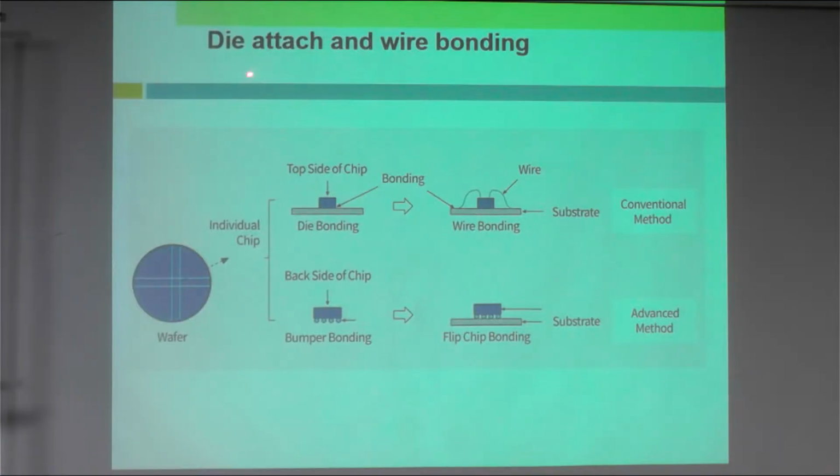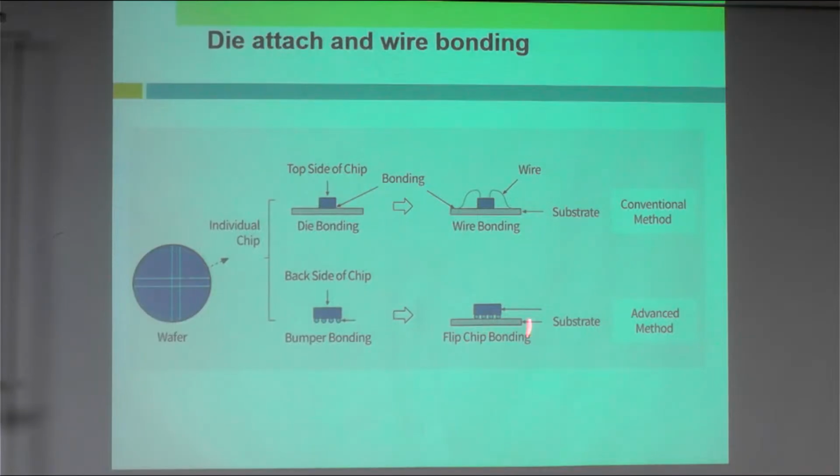And for die attach and wire bonding, we know that in some you have die bonding here. You have your die, you have your chip. Then you try to bond the chip to the die. But the connector might be the wire that you're using. But in some other cases, you can use flip chip bonding.